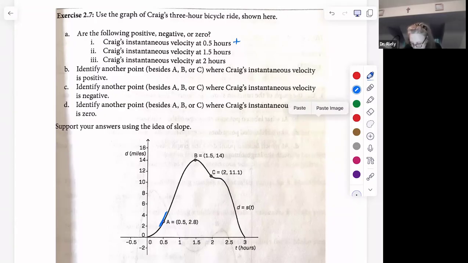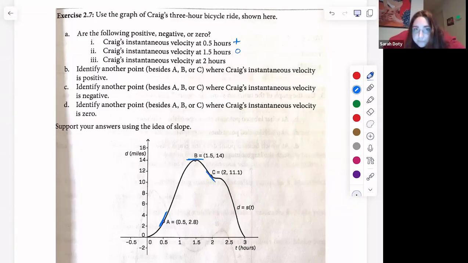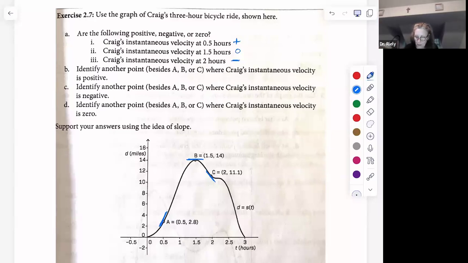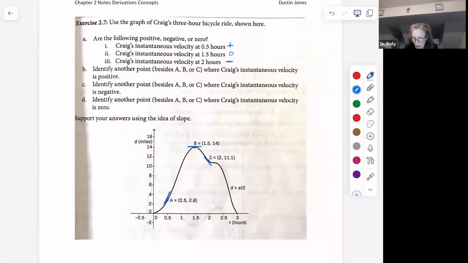And then the next point they want us to look at is right here. And that you can clearly see is 0. So the velocity is 0 there. And then the next point is at 2 hours, which is at C, and that's negative. So I have indications of what instantaneous velocity is. It's not the average, it's right there at that point. So I'm now talking about the slope of a curve. And I approximate it by drawing a tangent line that touches that curve in only one place, as opposed to a secant line, which gives me the average and touches it in two places.